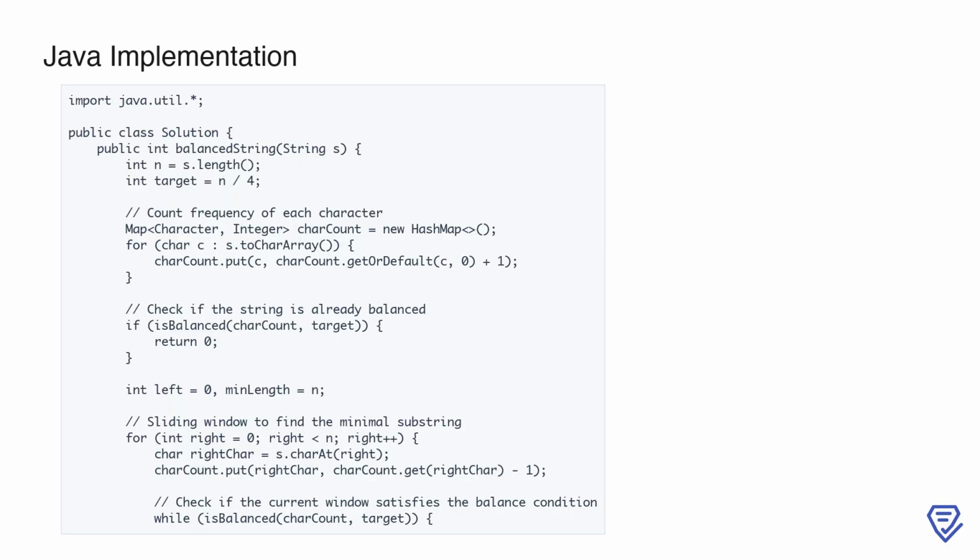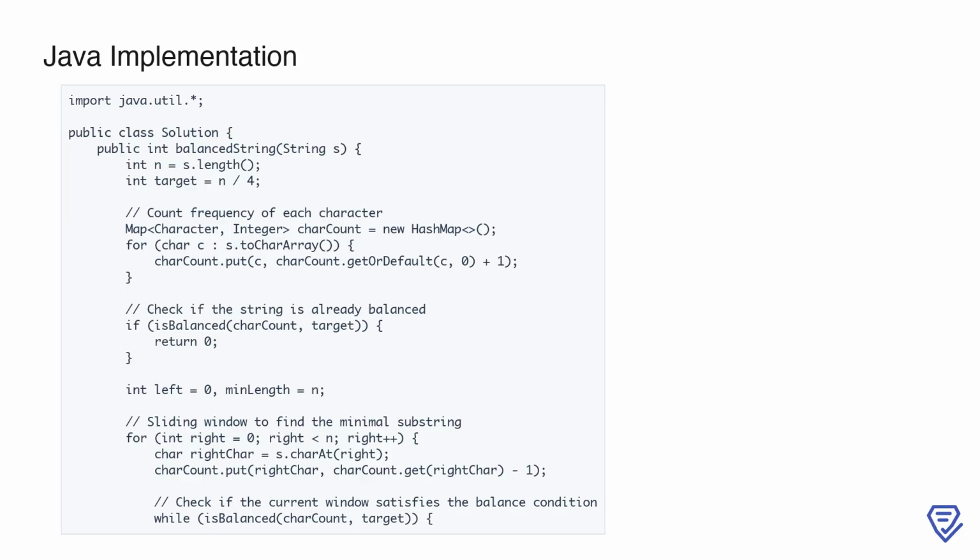Here, we begin by importing the necessary packages and defining our Solution class. The method balancedString takes a string s as input and aims to determine the minimum length of a substring that can be replaced to make the string balanced. First, we calculate the target frequency for each character, which is the total length of the string divided by 4, since the goal is to have equal counts of Q, W, E, and R. Next, we use a hash map to count the frequency of each character in the string. If the string is already balanced, we return 0 immediately.